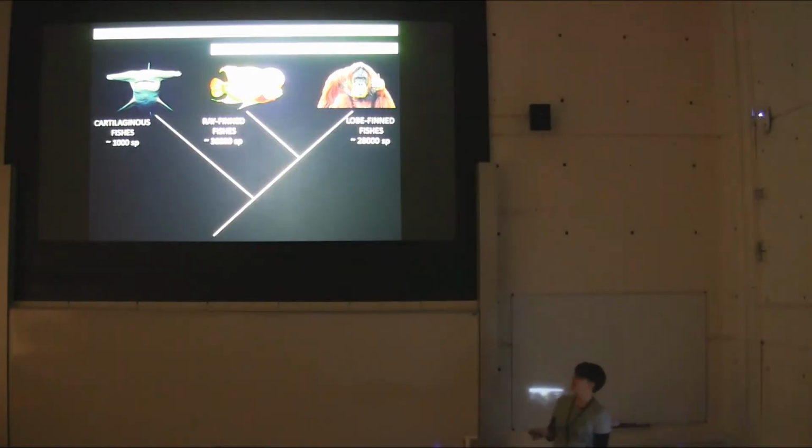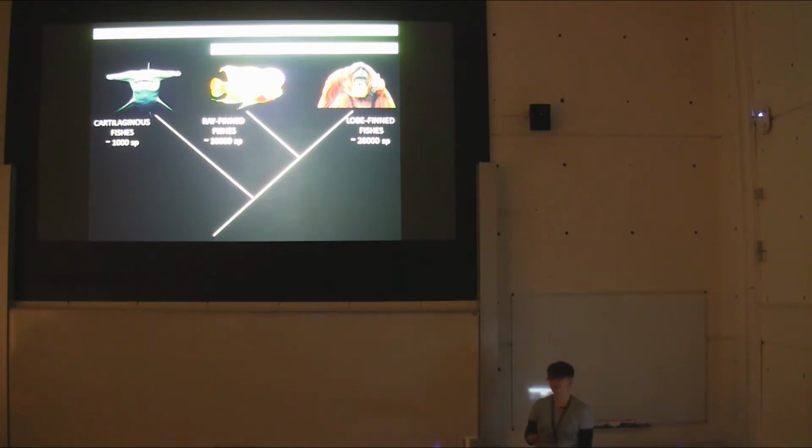So this is a slide that by now you're no doubt completely familiar with. It's just a very simple schematic of relationships between living jawed vertebrates. Basically, we've got two groups. We've got the cartilaginous fishes. These are the sharks, rays, and chimeras, and there are about 1,000 living species of them.